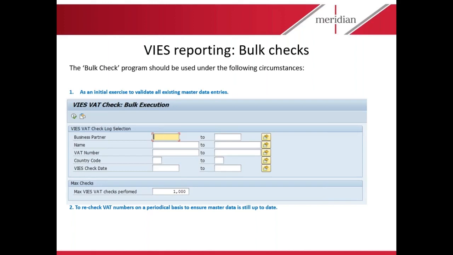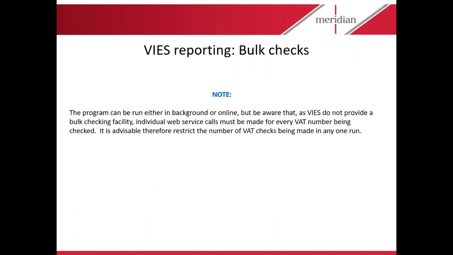So as an initial exercise, all existing master data entries at the start of a project with Meridian can be quickly checked with these bulk checks. We would advise to do it by country or by certain business partners because we have to call the VIES website for every one of these checks, and the performance of the system can slow down if it's being bombarded with thousands upon thousands of checks.